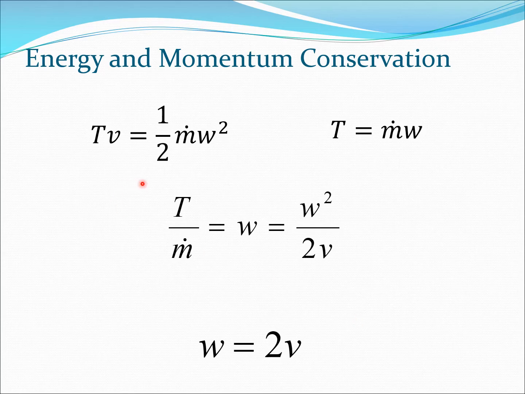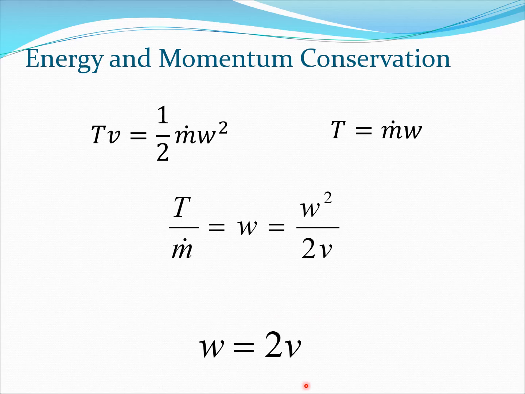So the second two equations are written here, coming from momentum conservation and energy conservation. And what we do is that from both these equations we obtain what is T by m dot and write it down. So the momentum gives us T by m dot is W, and the equation here gives us T by m dot is W square by 2v. So I get this equation W equals W square by 2v.